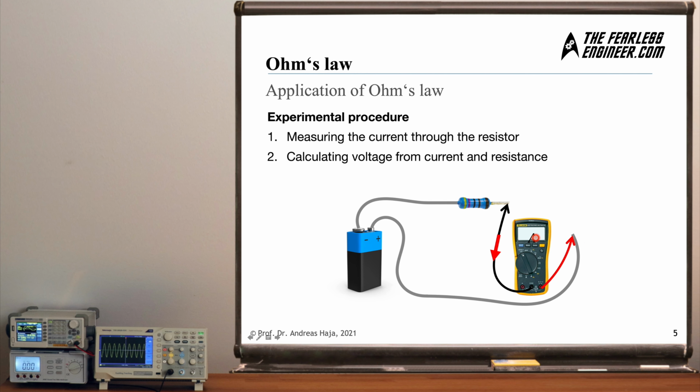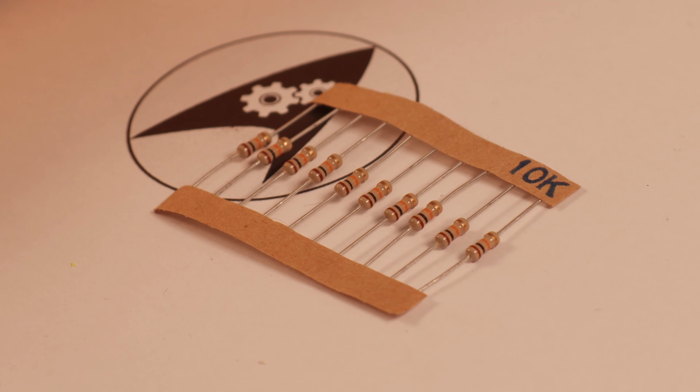And in doing so, we can take the reading of the current running through the resistor. And by using our resistance measurement from the previous slide and our current measurement, we can again use Ohm's law to calculate the voltage both from current and resistance.